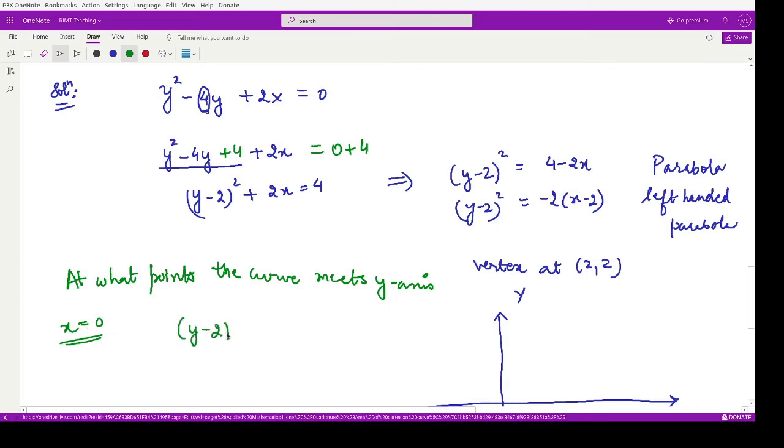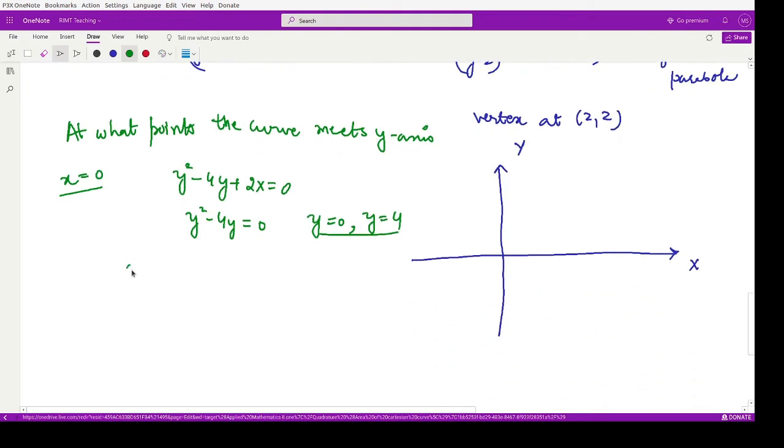We would have y minus 2 whole square, that is minus 2 times 0 minus 2. Or we can simply do this in the given curve. The given curve was y square minus 4y plus 2x is equal to 0. So when you substitute x is equal to 0, you would have y square minus 4y is equal to 0, or you get y is equal to 0 and y is equal to 4. So these 2 points we have with us. One point is 0, 0, another point is 0, 4. So the first point is the origin 0, 0, and another point is 0, 4.